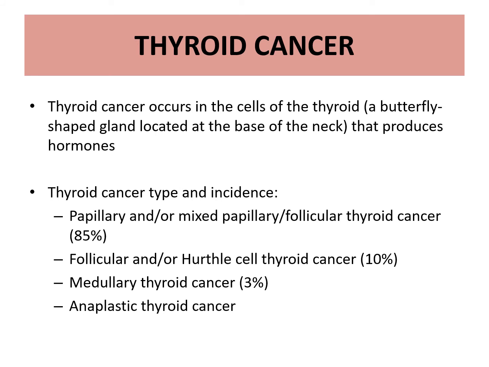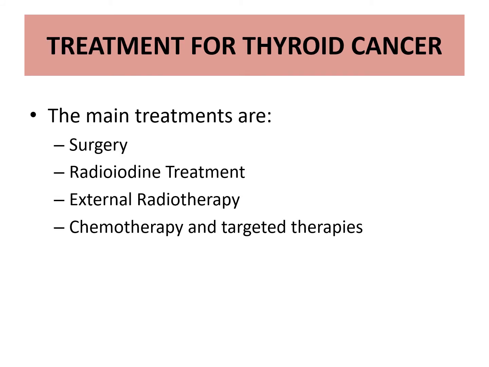Medullary thyroid cancer is about 3%, as well as anaplastic thyroid cancer. So the main treatments are surgery, radioiodine treatment, external radiotherapy, as well as chemotherapy and targeted therapy.